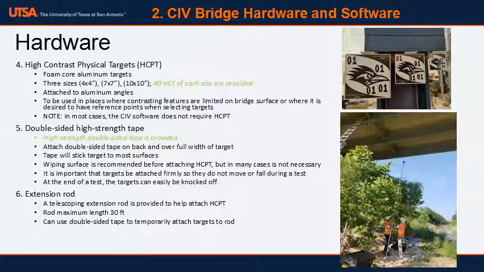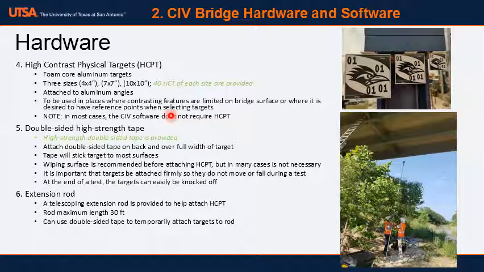Next are the high contrast physical targets. These are made of foam core aluminum. We provide three different sizes: 4 by 4 inches, 7 by 7 inches, and 10 by 10 inches. If a target is close, about 40 feet away from the cameras, you'll need a 4 by 4 inch, but as you go farther up to 110 feet, you will go up to the 10 by 10 inch, so that they have a reasonable size in the image. 40 high contrast targets are provided in each of the sizes, and they're all attached to aluminum angles, which gives you versatility in how to attach them to the structure.